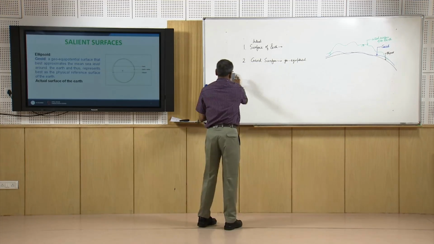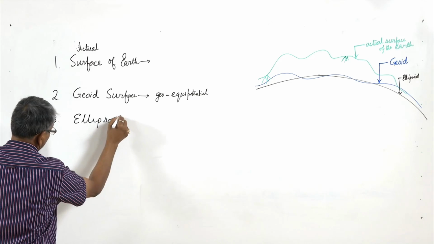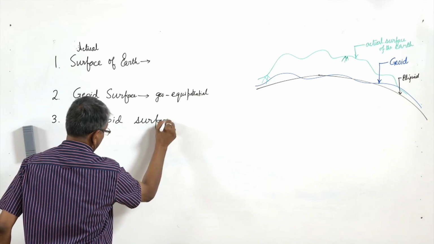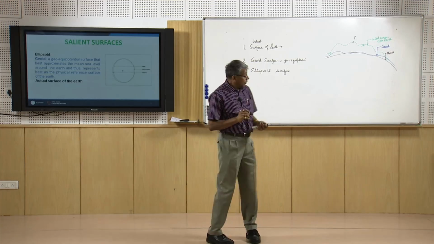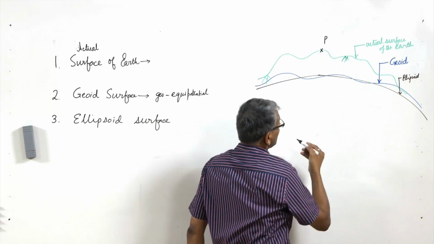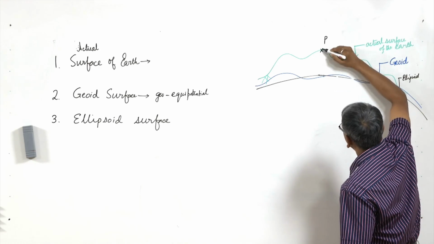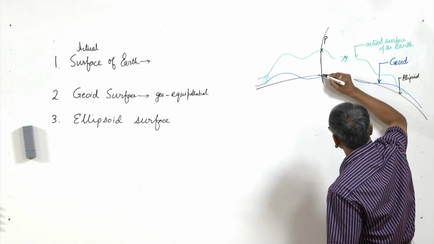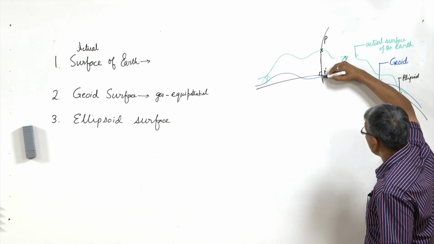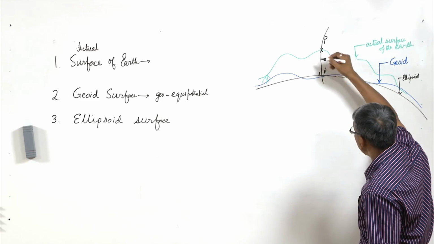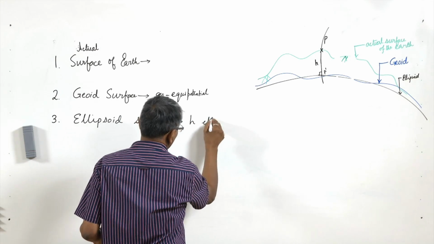Anyway, so the third surface is the ellipsoid surface. If we consider a position point P, now the height of this point with respect to the ellipsoid. So, if we draw a normal through the equivalent point, suppose this is the equivalent point of P on the ellipsoid. If we draw a normal, then it will pass through the point P, and from P to P dash, that is our geodetic height h, also called ellipsoidal height.